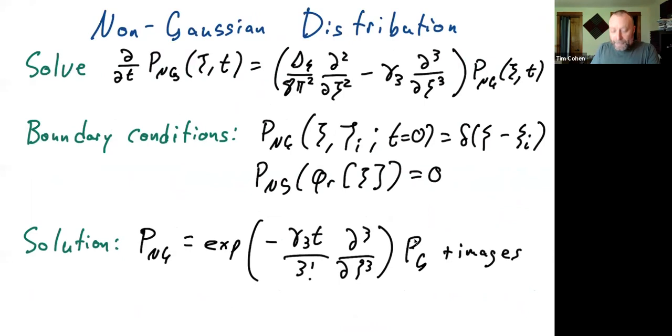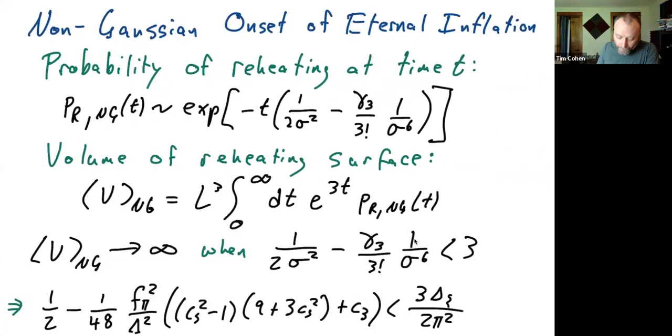Now, if we include the non-Gaussian corrections, again, we solve this thing, and we get some correction to the Gaussian probability distribution. And now we can ask again about the volume of this reheating surface, and we find that this volume diverges, which is the signal for the onset of eternal inflation, when this condition is satisfied.